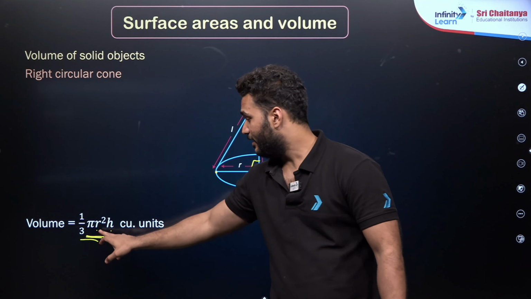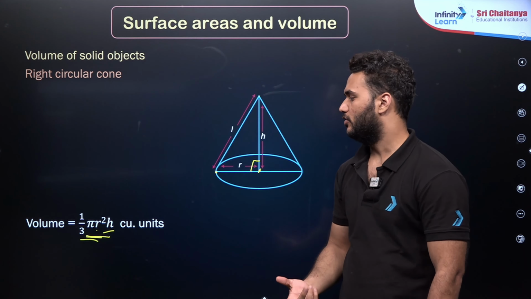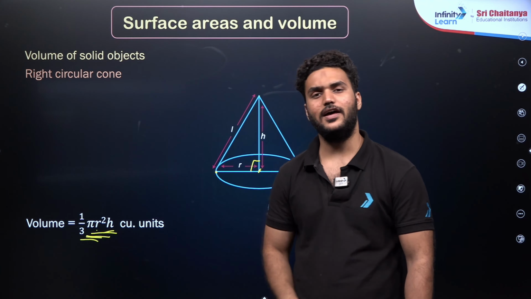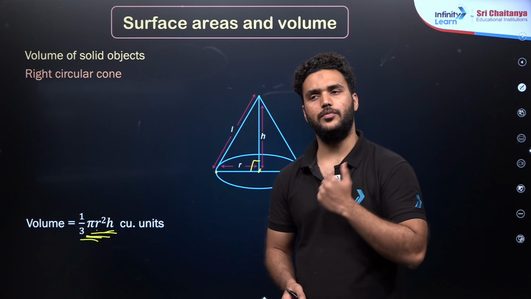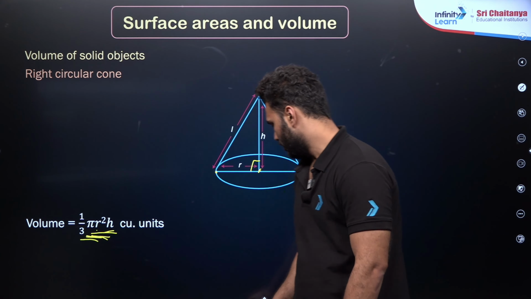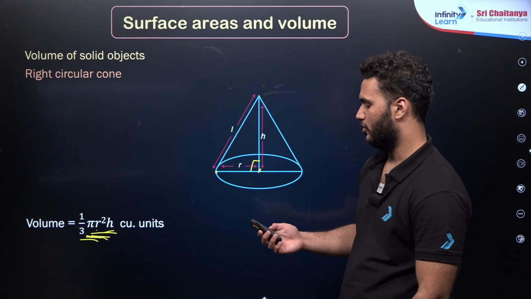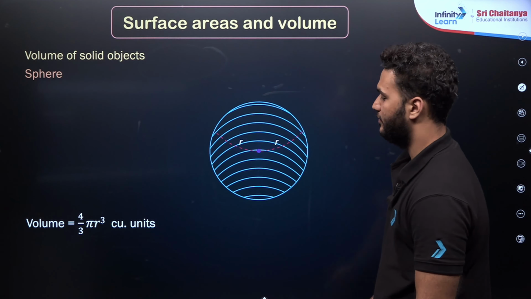Height is what, sir? This point to this point. Again, the distance between two points is always a length. Again, see what is coming inside the volume? Unit cube, meter cube, centimeter cube, kilometer cube, and this is the formula for volume for a right circular cone. Now let's go for the next, sphere.